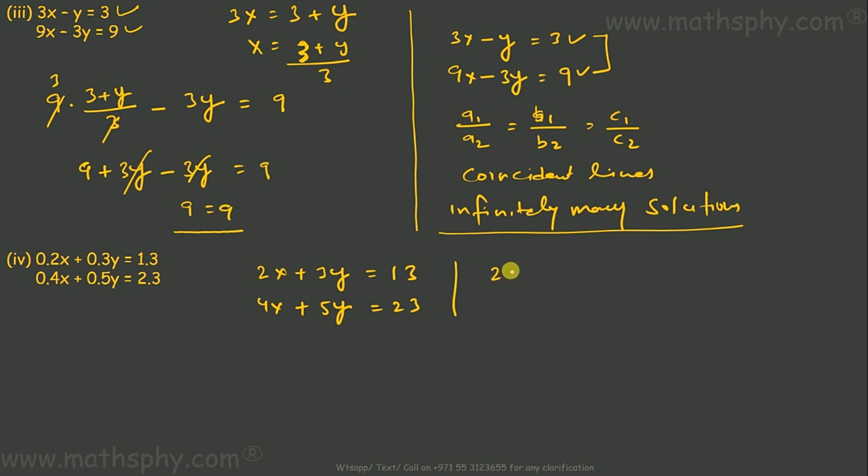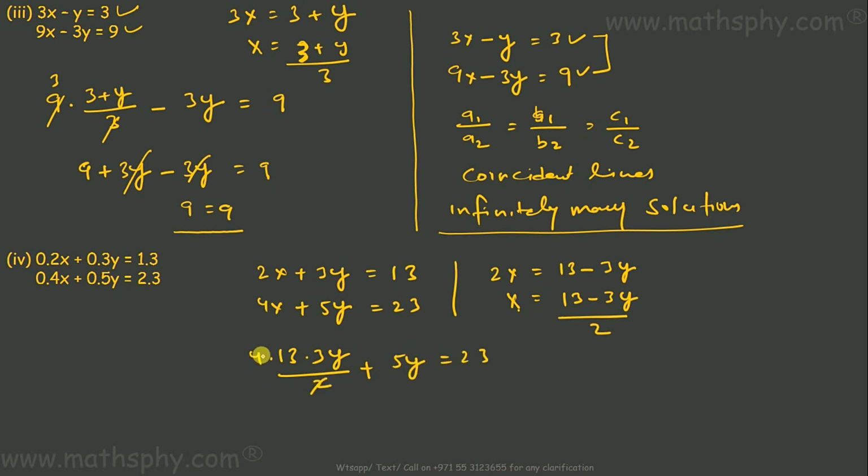I can do this. 2x is equal to 13 minus 3y. So x is equal to 13 minus 3y over 2. So I have the x value. I'll replace this x with this value. So 4 into 13 minus 3y over 2, plus 5y equals 23. So this will be 26 minus 6y plus 5y equals 23. So this will be 26 minus y equals 23.